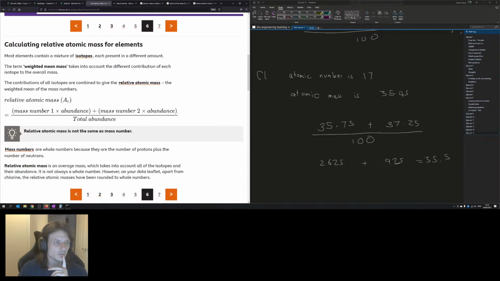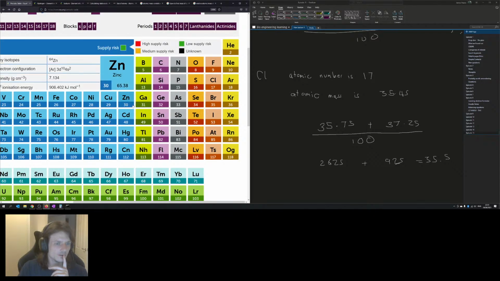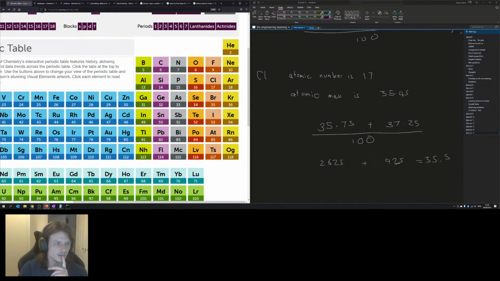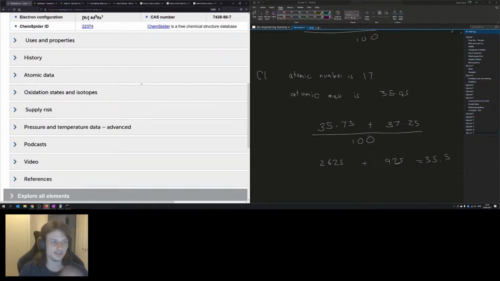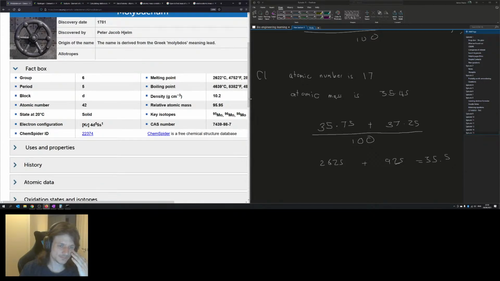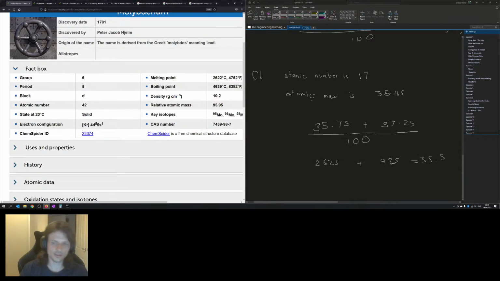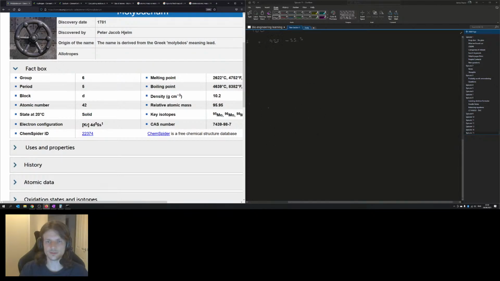So let me try a different one. Let's try to find a nice one. Where's chlorine again? 35%. So we just need to find one with another. Here we go. Let's get some of that molybdenum. Yeah, something like that. All right, let's try this bad boy then. Okay, so molybdenum.